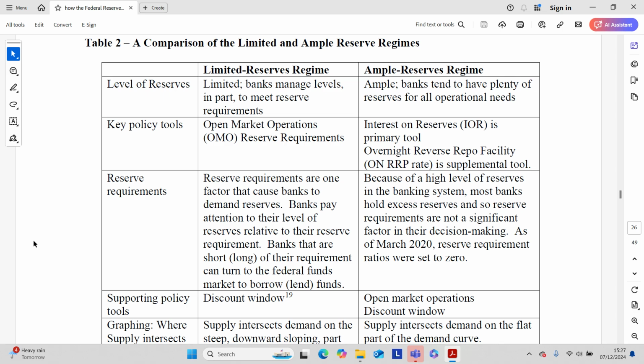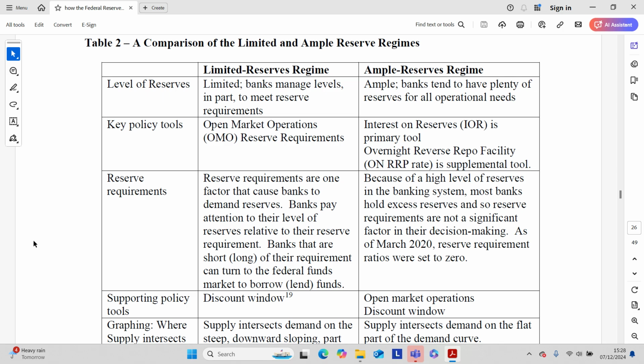The key difference is also in the key policy tool. The limited reserve regime uses open market operations, or OMO, and reserve requirements, while the ample reserve regime has interest on reserves, IOR, as a primary tool, and the overnight reverse repo facility as a supplemental tool.